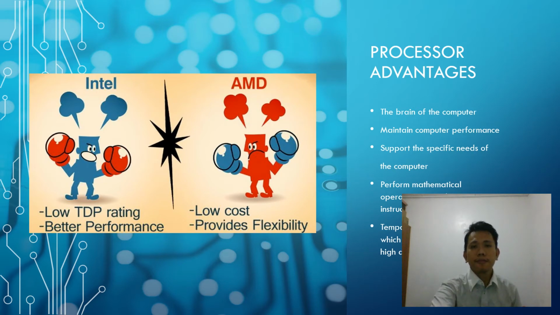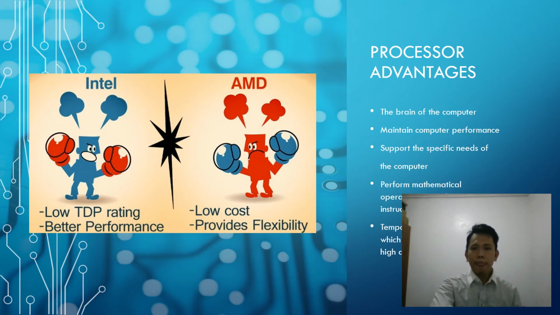And the last, temporary data storage area, which is small in size and has high access speed. The processor has a temporary data storage area that is small in size and has high access speed.